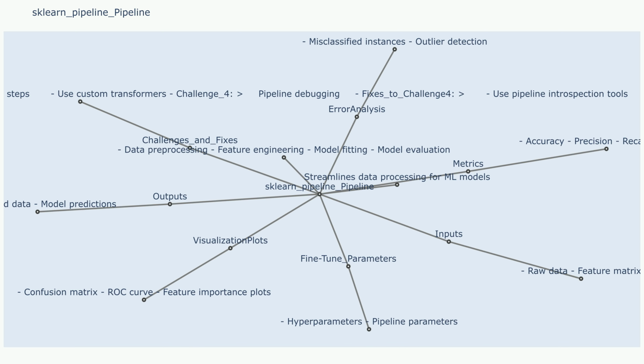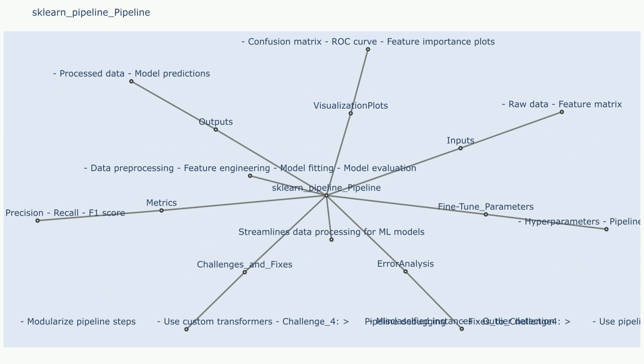sklearn pipeline. Description. The pipeline class in scikit-learn (sklearn) provides a way to chain multiple estimators, e.g., transformers and classifiers, into a single sequential workflow. This allows you to streamline the process of data preprocessing, feature engineering, and model training, ensuring that these steps are executed in the correct order.